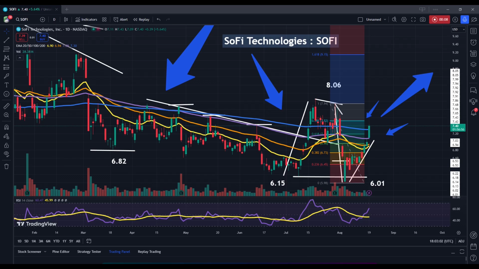Here we have the daily price chart for SoFi Technologies Incorporated, stock ticker SOFI. As we can see in this price chart, the stock is opening on a much stronger footing to start this week. If anybody has seen the prior video that I posted on this, we could see that this is exactly what was expected.